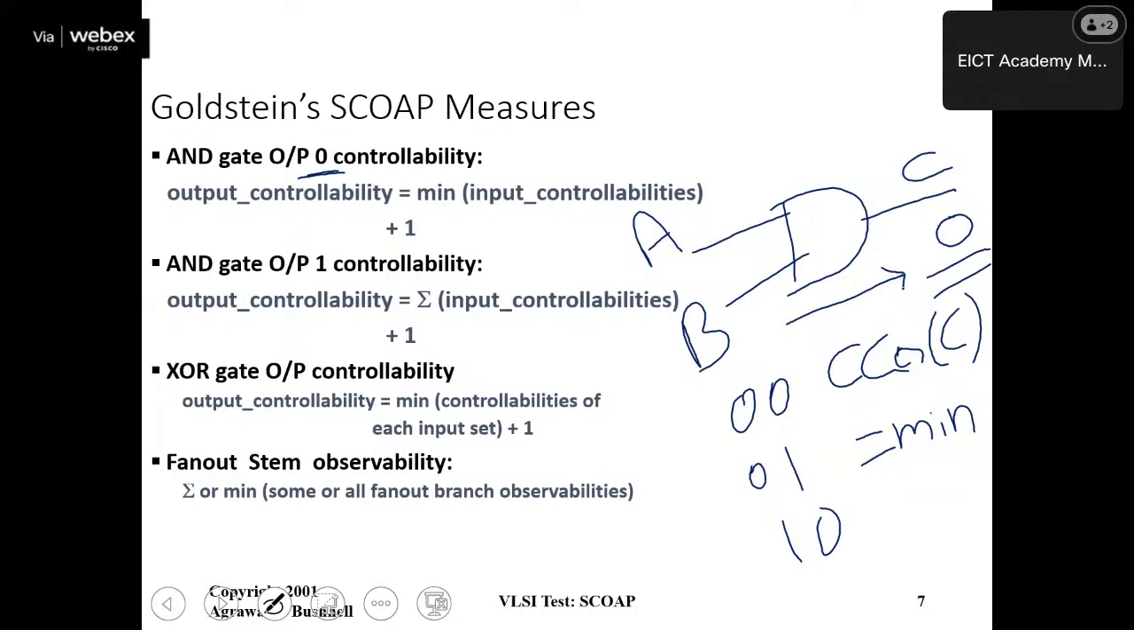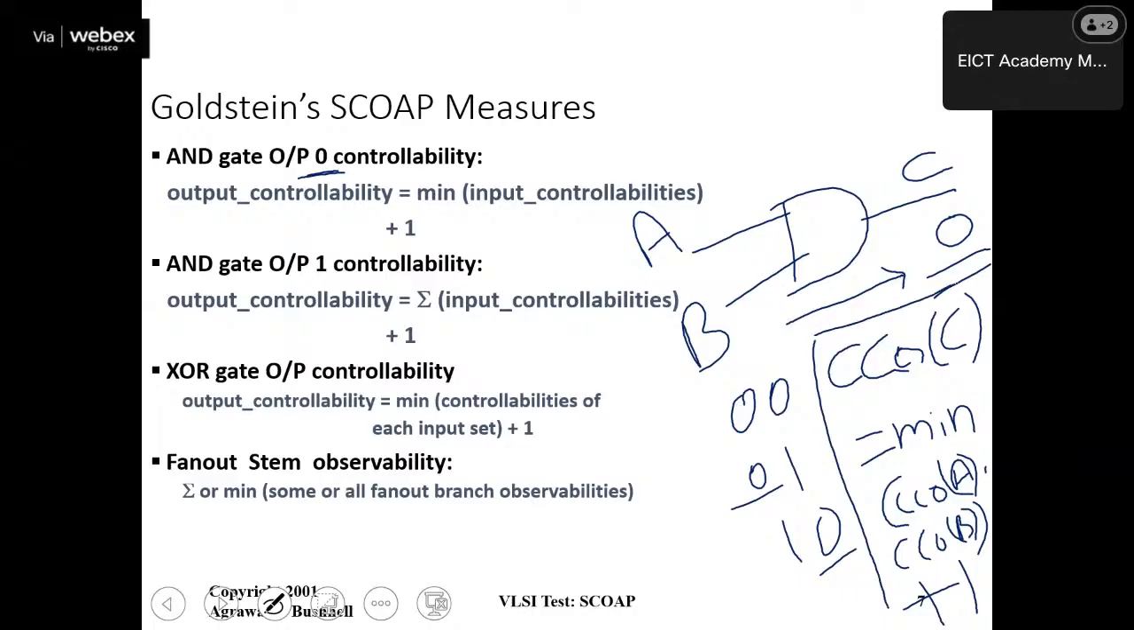So here, minimum of CC0 of A, comma, CC0 of B, because for either A or B, I should have 0. So it means the minimum, the easiest way with the help of which I can get 0 at A or B, plus 1 because I have changed the level. So CC0 of A, CC0 of B, plus 1. This is what I have to do. So this is the CC0 I will be having.